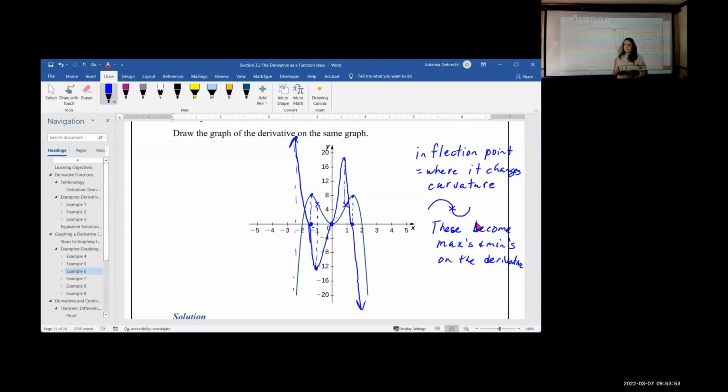All right. In other words, the graph of a 4th degree polynomial, the derivative is a 3rd degree polynomial. We have 2 places where we have a max or a min, so it's got to be at least degree 3. All right. Any questions about how I drew that derivative on there?